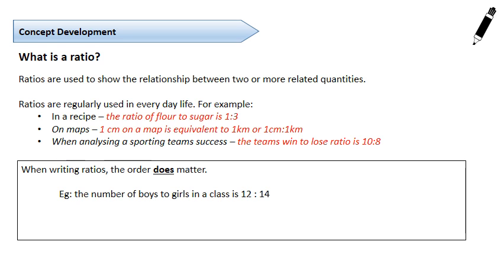So when writing ratios, the order does matter. So for example here, the number of boys to girls in the class is 12:4. So you see the first number is 12, which represents the boys in the class, and the second number, the 4, represents the number of girls in the class.